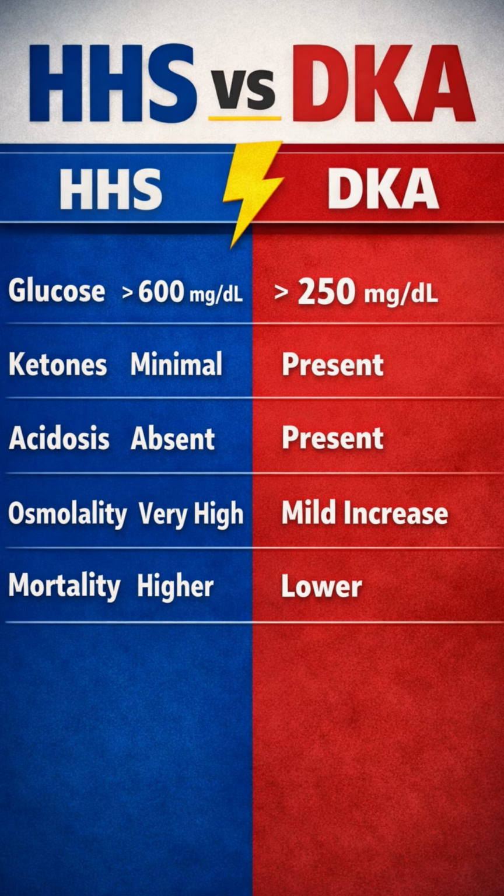And the osmolality is very high. That's why SSS got the name hyperosmolar hyperglycemic state. And in DKA, it is just slightly increased, but there is not much osmolality seen in that patient. And the mortality rate is much higher in SSS than DKA.